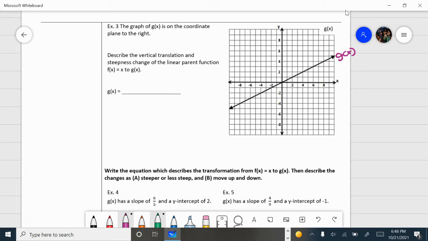So just so that we can make our comparison, let's go ahead and put our linear parent function in here. And remember, it starts at 0, 0 and has a slope of 1 over 1. So we're just going to go ahead and put our points in. And then we'll connect these points and get our linear parent function line in there. That way we can make a comparison between the two lines. It'll be easier for us to tell if it's steeper or less steep, or if it's moved at all.